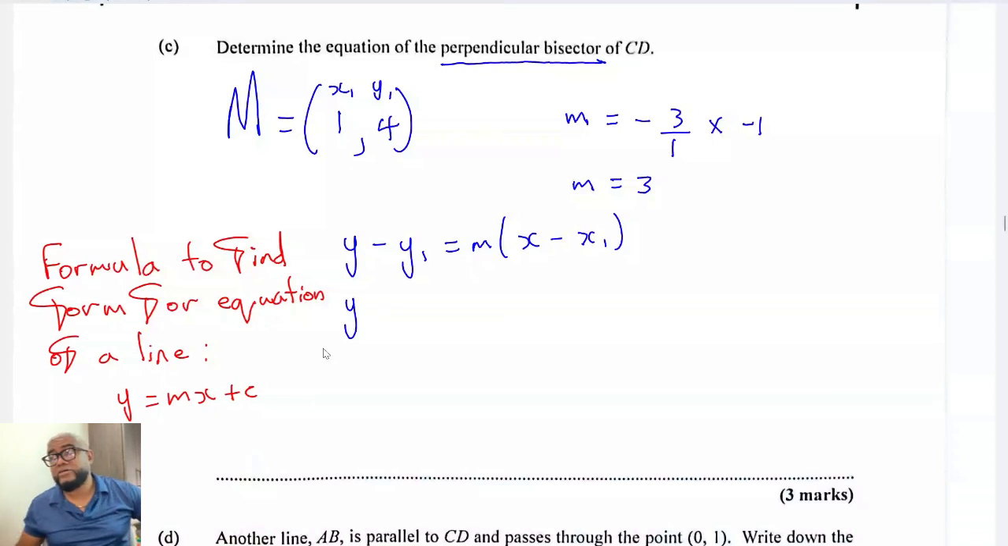What is m, Ronaldo? Come on, m. And what is c? Y-intercept, where the line cuts the y-axis. How many times have I seen these things, right? All right, so there we go.